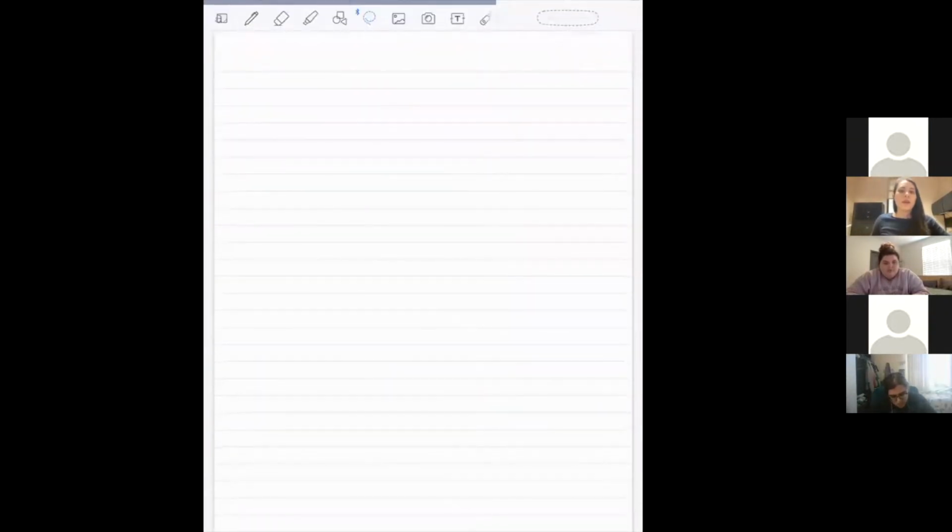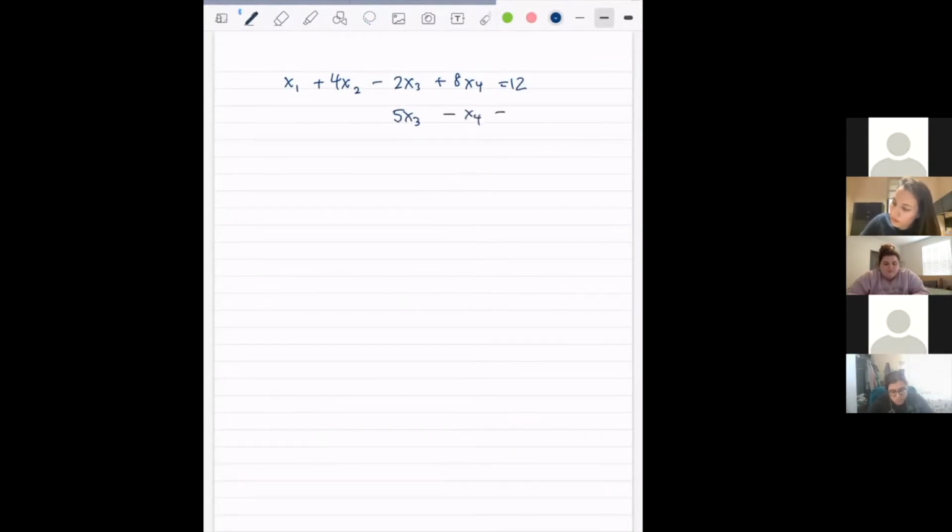Cool. Okay, so the problem, which I can't see right now, I'll have to pull it up right here. Okay, so the problem was to find the solutions for this system. And we have 4x2 minus 2x3, 8x4 equals 12. And then, okay, so I'm going to just copy this down.